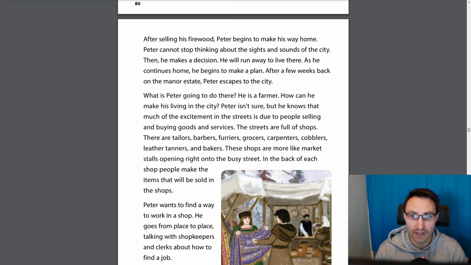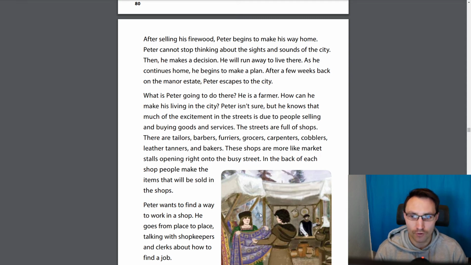What is Peter going to do there? He is a farmer. How can he make his living in this city? Peter isn't sure, but he knows that much of the excitement in the streets is due to people selling and buying goods and services. So maybe some vendors, right?